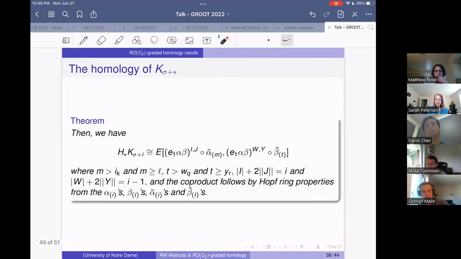But if you do that, then you're able to write down very explicitly what the homology of all these spaces is. So from there, you'd hope that, okay, we did that for K sigma plus I. What about K2 sigma plus star, and so on?